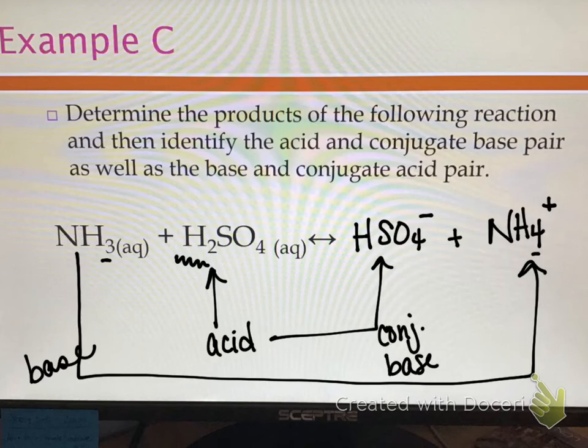And what it turns into, think opposites. The conjugate base makes a conjugate acid. And think about it. If this reaction goes in reverse, the NH4 becomes NH3. It loses or gives away a hydrogen.